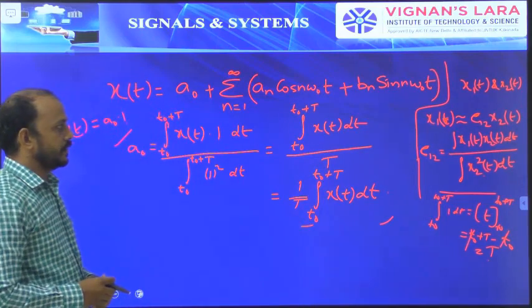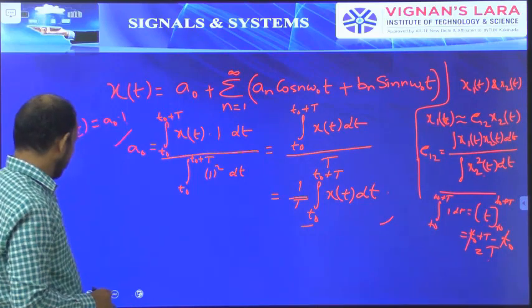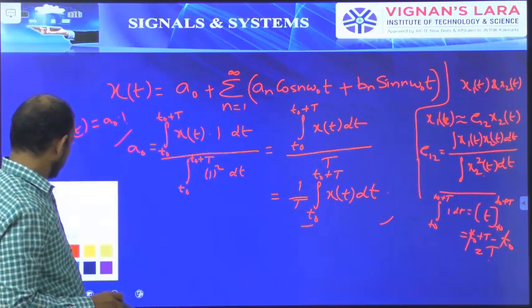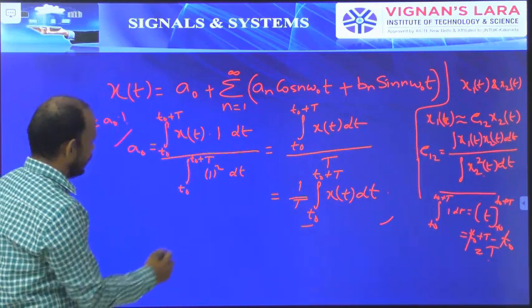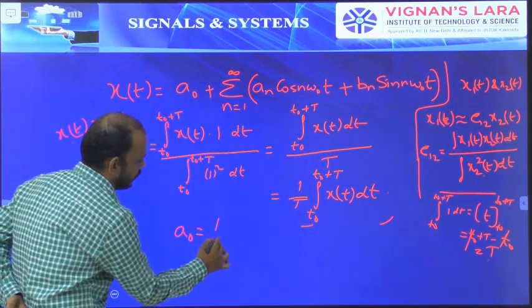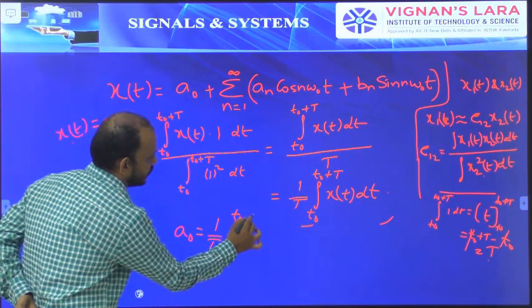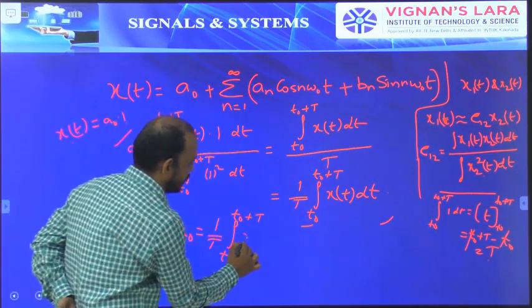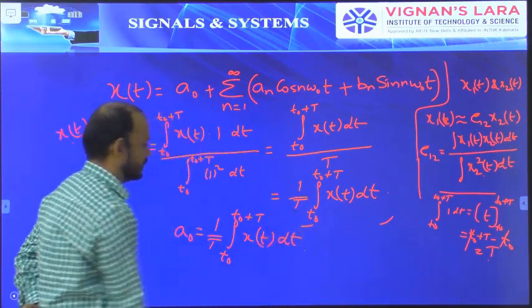In the same way, you have to find out the next one also. Okay. So you all know the first one, a0 will be equal to 1 by T integral t0 to t0 plus capital T x of t dt. This is the first one.